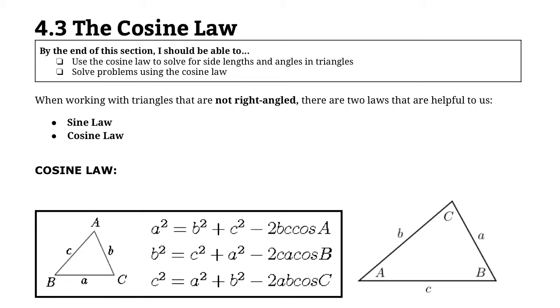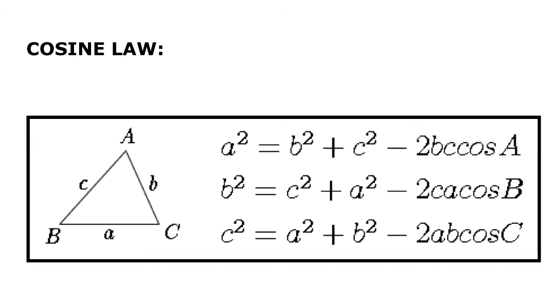When working with triangles that are not right angled, there are two laws that are helpful to us when we are trying to determine missing side lengths or missing angles. One of the laws is the sine law, but a second useful law is called the cosine law. When we're looking at a diagram of a non-right angled triangle, remember that the corners where the angles are located are always labeled with uppercase letters, and the matching or corresponding side lengths are labeled with lowercase letters.